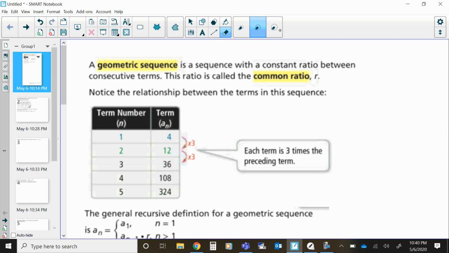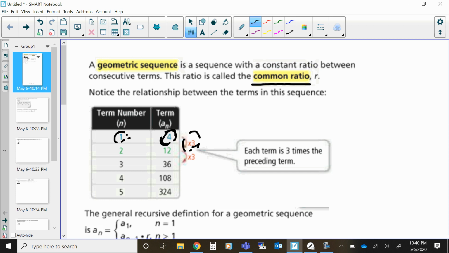So we did this earlier in the year. But for now, we're going to be talking about geometric, and the difference is you're multiplying each time. What we call the number you're multiplying by is the common ratio. So the common ratio in this one is 3. We always want to start with our first term. That's a big important thing. So 4 would be our first term.